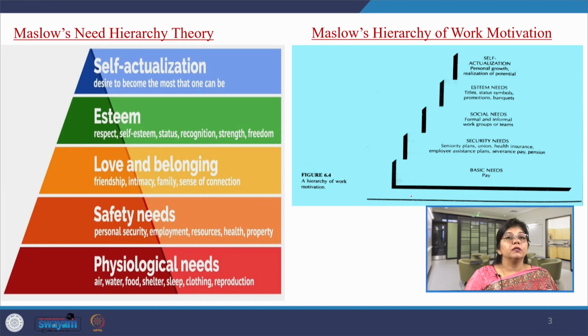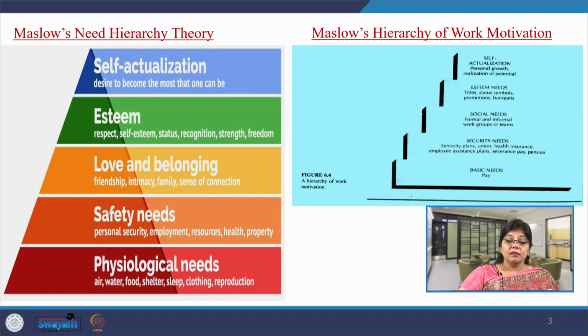Based on this diagrammatic representation, this is Maslow's need hierarchy theory, where physiological need is the most basic form of needs: air, water, food, shelter, sleep, clothing and reproduction. The safety needs constitute personal security, employment, resources, health and property. The other is love and belonging: friendship, intimacy, family and sense of connection. Esteem needs include respect, self-esteem, status, recognition, strength and freedom.